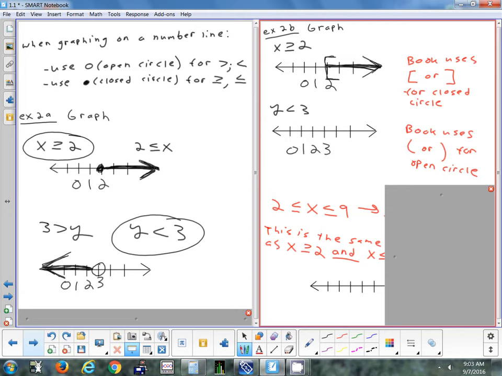So if I want to do y is less than 3, I could use an open circle. Or what's the other symbol I could use? Parentheses. Yep, parenthesis. And it would have to face which way? Yeah, it's going to be facing left. So parenthesis, shade left. Do it whichever way you want. Just, I think the book is going to use brackets and parentheses most of the time.